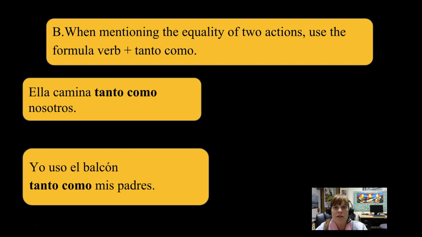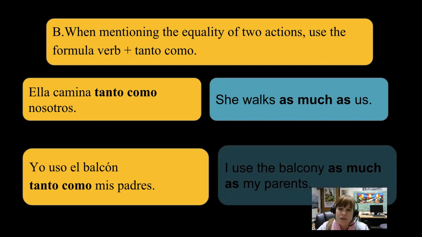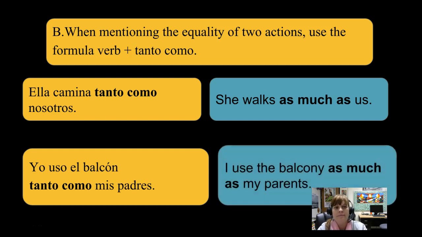So when mentioning the equality of two actions, use the formula verb plus tanto como. So this is when I run as fast as my brother, right? Ella camina tanto como nosotros. She walks as much as us. Yo uso el balcón tanto como mis padres. I use the balcony as much as my parents.